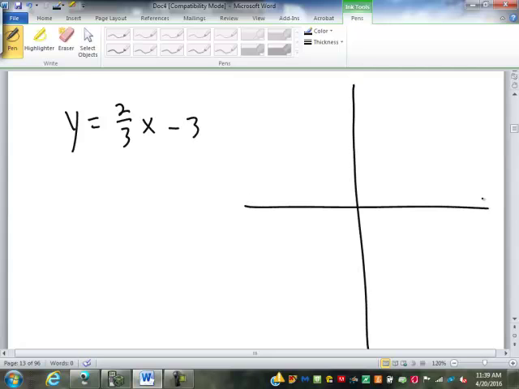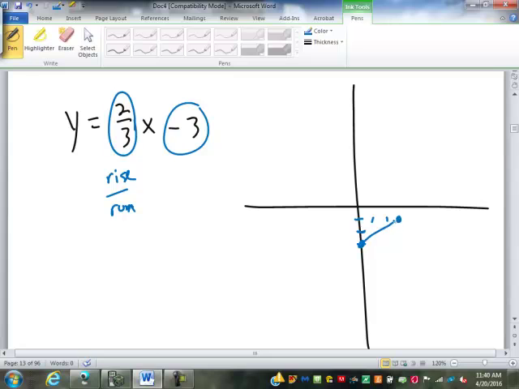And we said that equation had two parts to it. The first part was our starting point, or our y-intercept. The -3 meant we went down 3 and we started there. The number that multiplies the x was the slope, and that's a rise over a run. So that 2 means from this starting point we go up 2, and the 3 means from there we run 3, and we get our line.